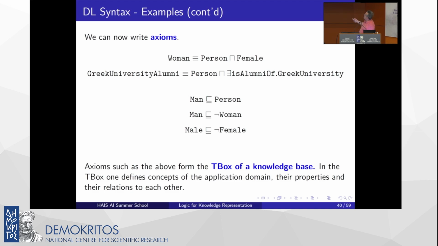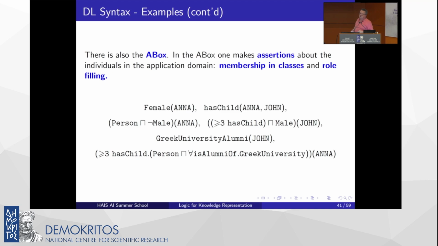Okay? Now, axioms like this, in description logics, we say that they form the T box, the terminological box, because they define our terminology. It's the schema, if you want to talk databases. Okay? And in addition to the T box, we have the A box. Now, the A box is the database, if you want to talk again databases.